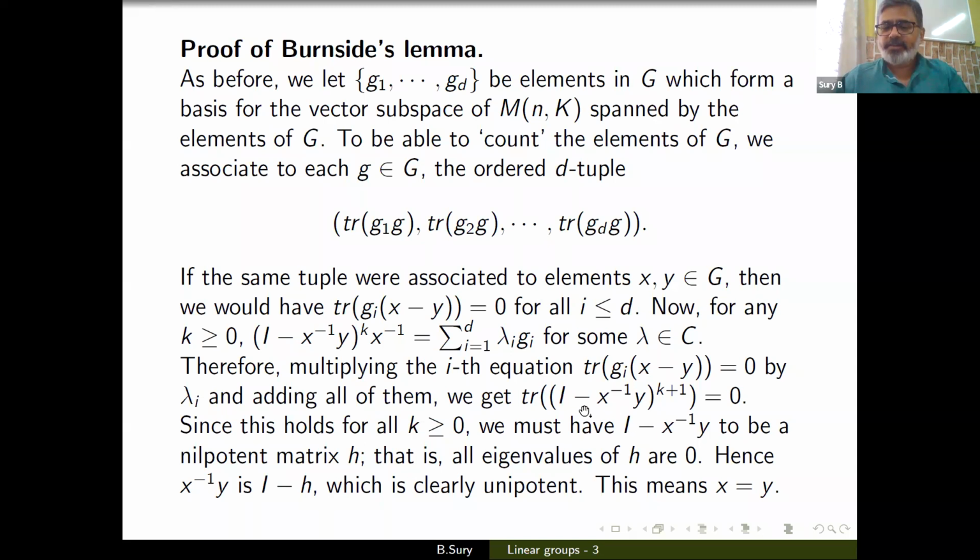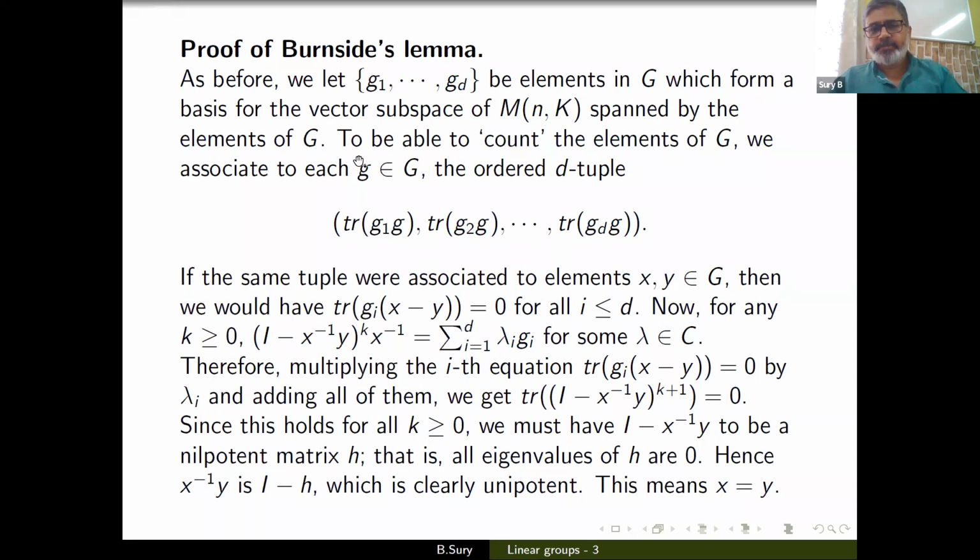Okay, we have a matrix such that the trace of its power k is 0. That means this must be a nilpotent matrix. That means your matrix x inverse y is unipotent. You know that there are no unipotent matrices other than the identity matrix. Okay, so that's how we got this.